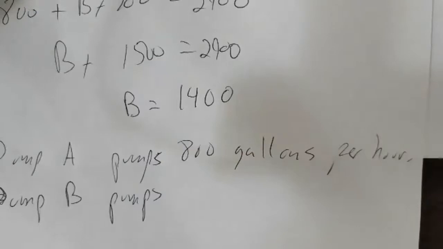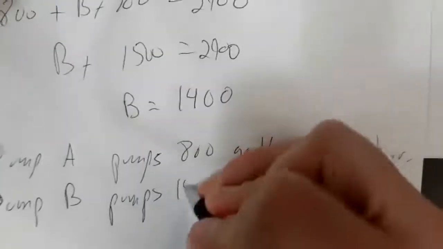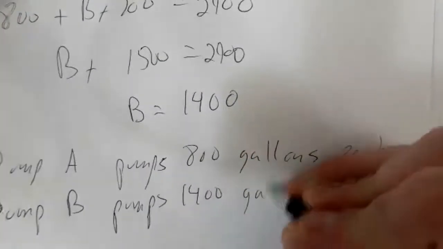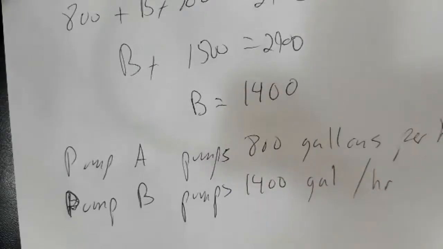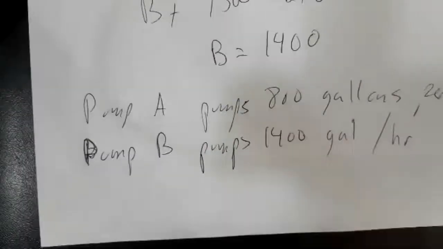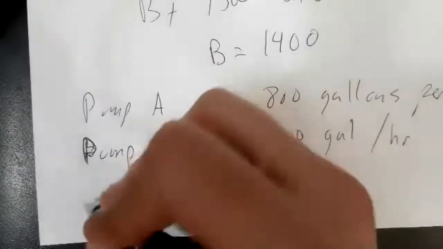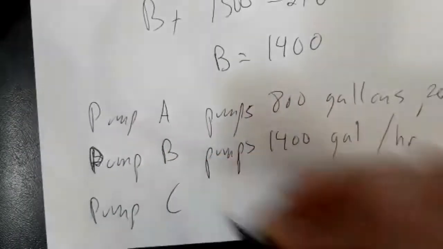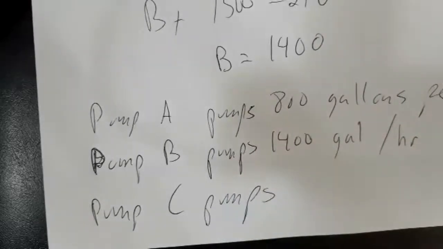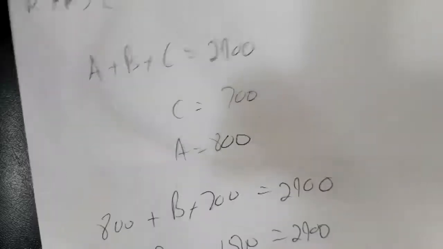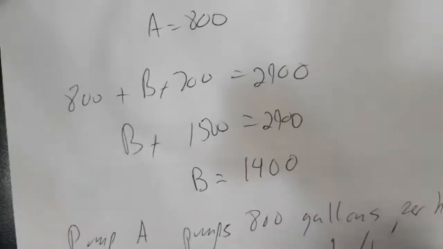So pump B pumps 1400, so it probably makes sense why they had it running for so long on all of those equations. Pump A, pump B, pump C. And I'm getting lazy, so do as I say, not as I do, probably. So pumps, what are we doing? C was 700, that's it.